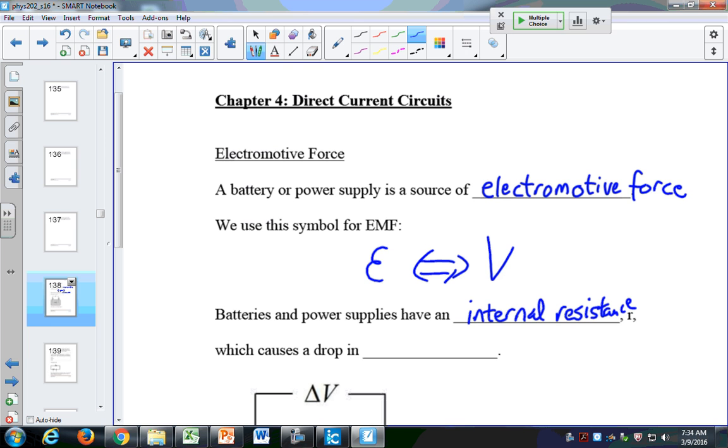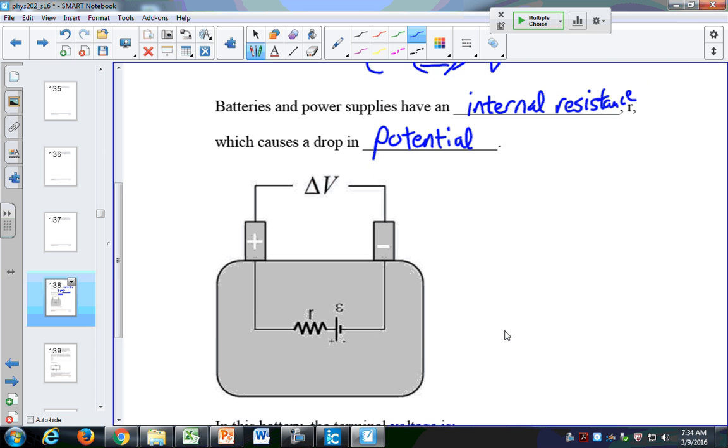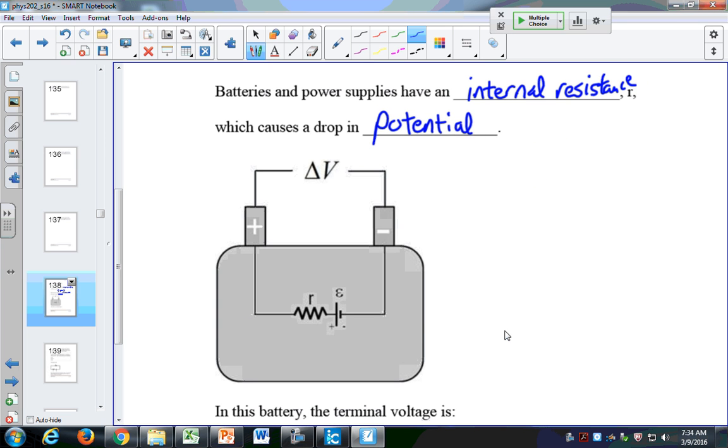And this causes a drop in potential or voltage. So we distinguish between the EMF and the voltage because if we imagine a battery consists of an ideal source of electromotive force, that ideal source has no internal resistance. But a battery also has a source of resistance. The difference between V and our EMF is that V takes into consideration the actual resistance of our battery, the internal resistance.